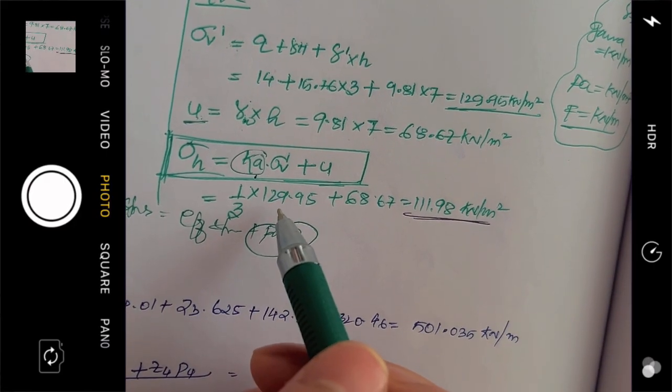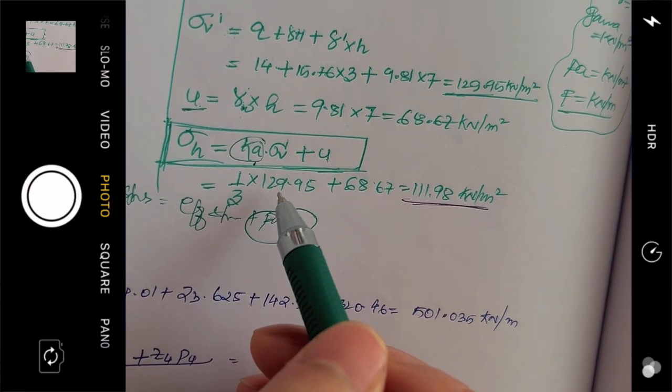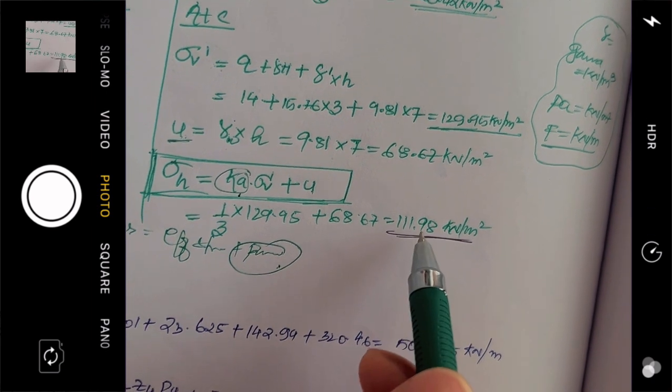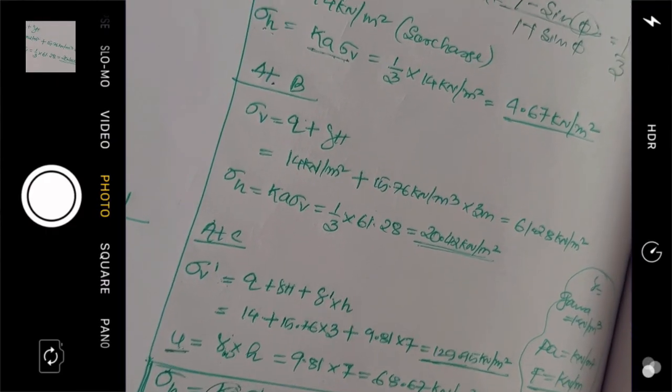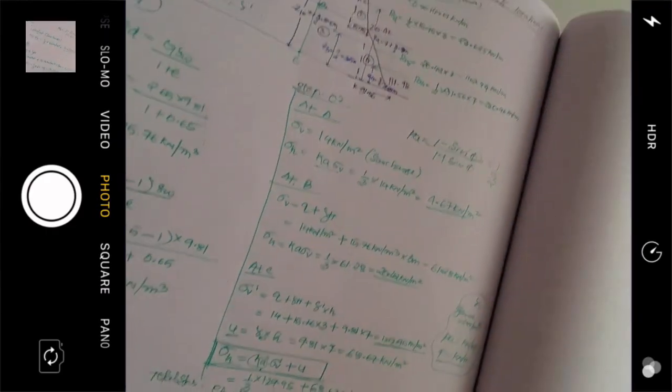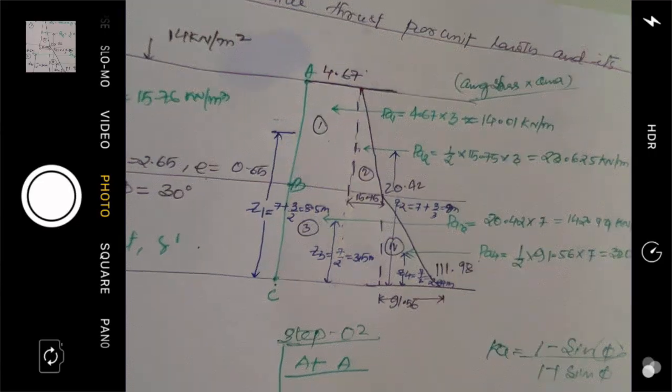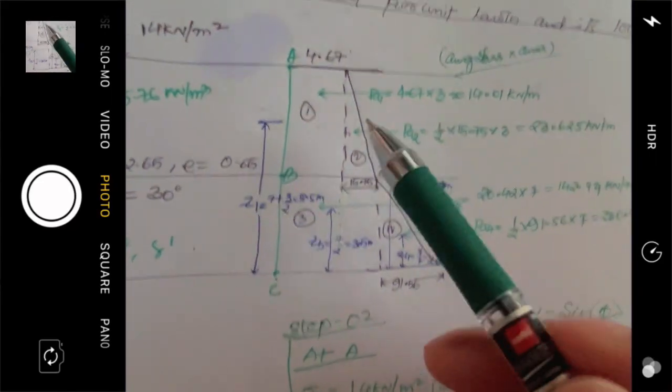1 by 3 into 129.95 plus 111.98 kilonewton per meter square. After finding out the value of all the sigma H, we'll draw the earth pressure diagram.